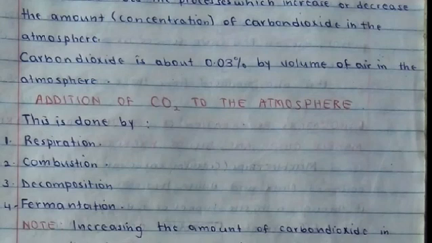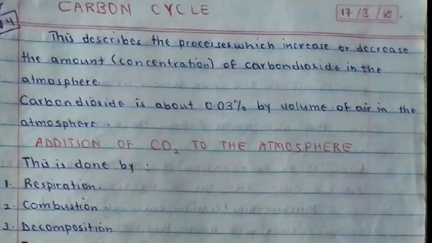Carbon dioxide is about 0.03% by volume of air in the atmosphere. That is the percentage of carbon dioxide in the atmosphere. The gas with the highest percentage is nitrogen. So this is lesson 4, and we're going to discuss all about the carbon cycle and much more as we continue.